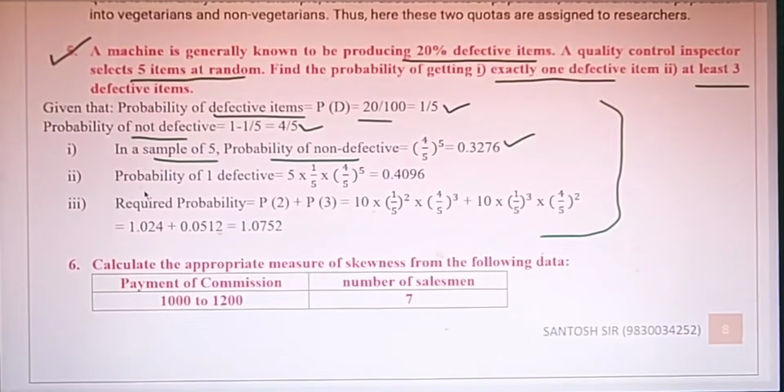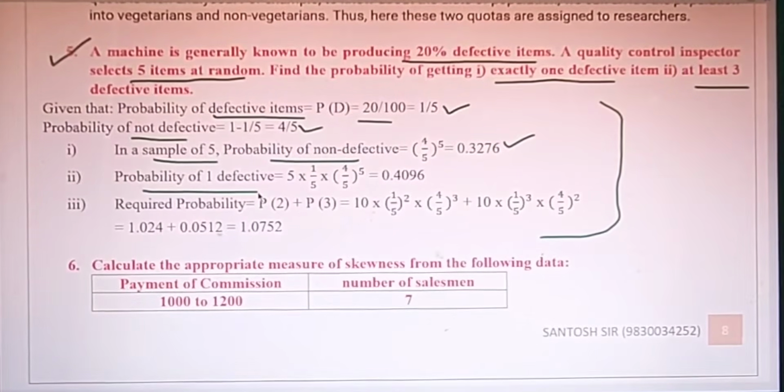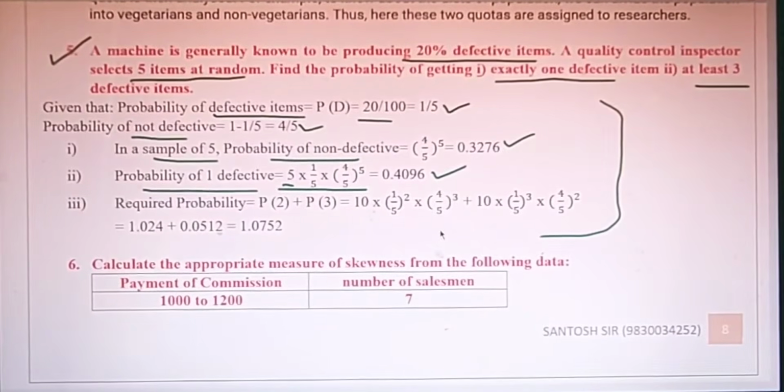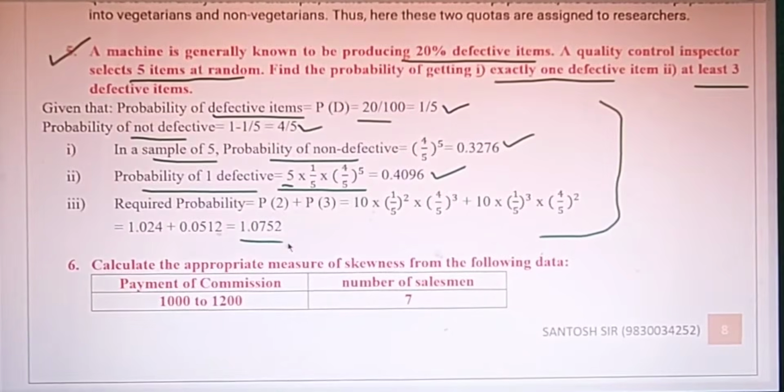The next one is, what is the probability of getting 1 defective? So here again, we are picking up 5, into 1 by 5 into 4 by 5 to the power of 5. Now there is a formula for this which I will discuss in the next videos. So you will get this value after simplifying this, and the required probability in this distribution will be 1.072.